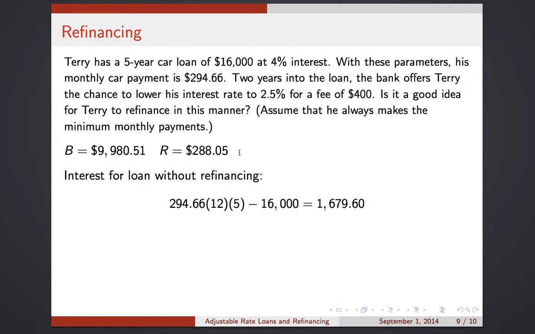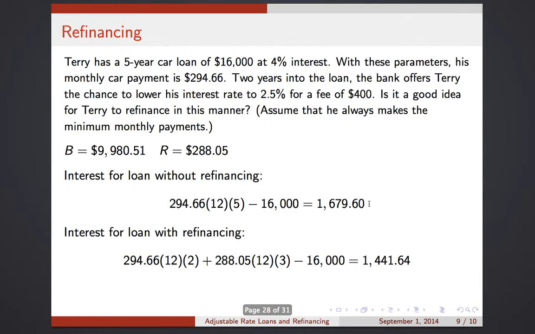Okay, so if I were Terry, I would think to myself, okay, how much interest am I paying on this loan without refinancing? So just leaving the original interest rate in place. Well, the total amount of money I pay is $294.66 monthly for 5 years. And if I take the principal amount out of that, then without refinancing, I'm paying approximately $1,700 in interest.